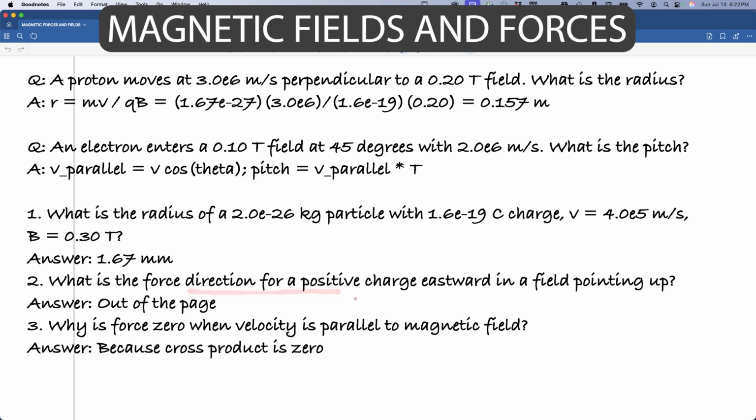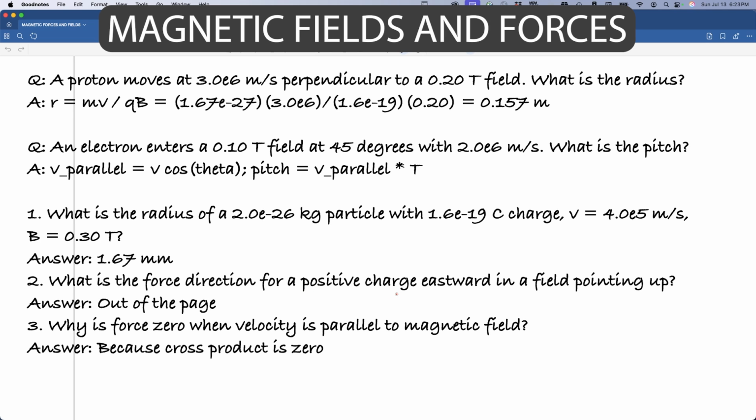And then here's something that we discussed before. What's the force direction for a positive charge eastward in a field pointing up? Now use your right hand, and this is a good chance for you to try to figure out the direction. It's a positive charge, so you can safely follow the direction of the thumb.